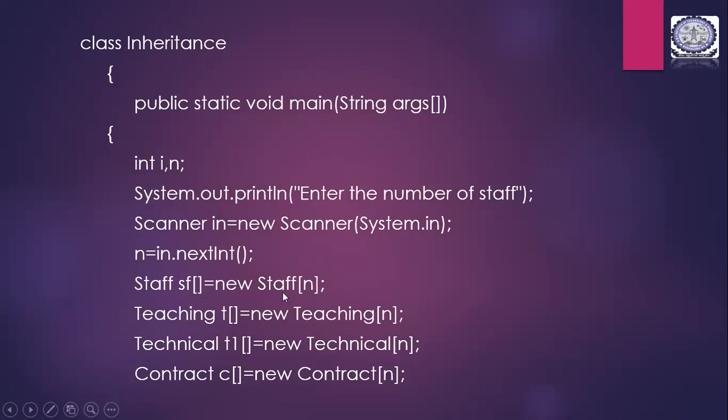But when you don't give the array for these three subclasses, the domain, publication, skills, and the period will not be considered for all these staff, because there are n number of staff. Those should also have n values, right? Hence, we are giving each one of the subclasses an array. Teaching class has T array, technical class has T1 array, and contract has C array. So new arrays of length n are declared for teaching, technical, and contract.